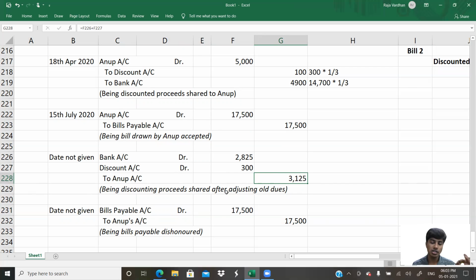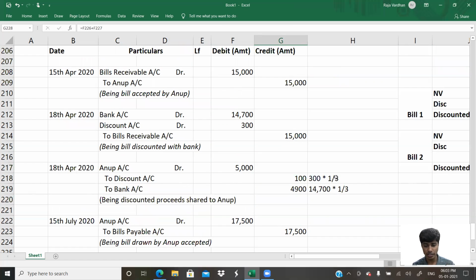Now you might ask, sir, can you substantiate how that 13,125 is correct? I'll repeat, 3,125 from bill number 2, 10,000 from bill number 1. Now I'll substantiate it to you with the help of an easier example.